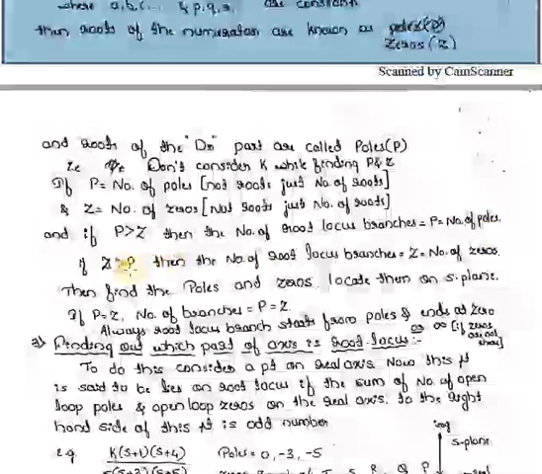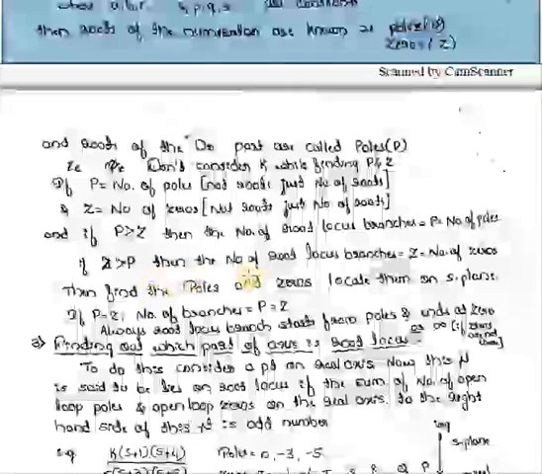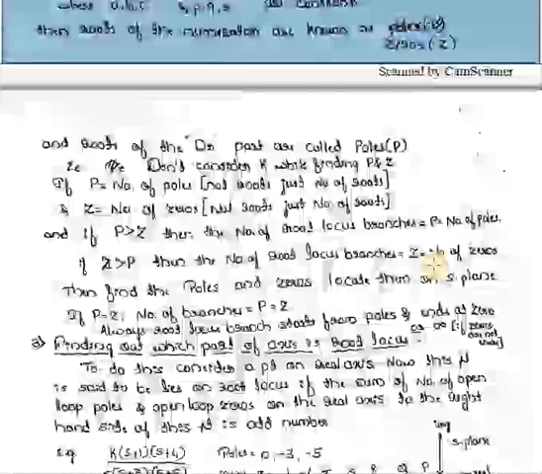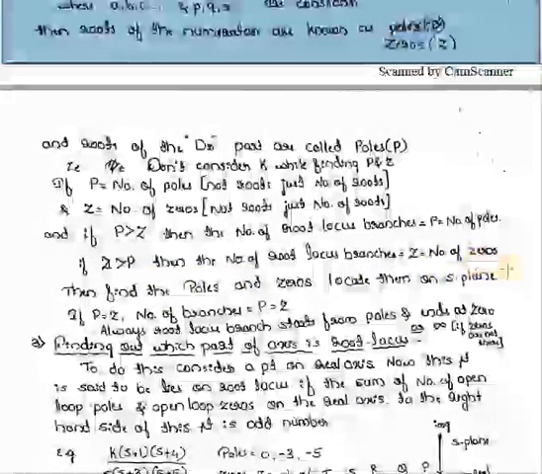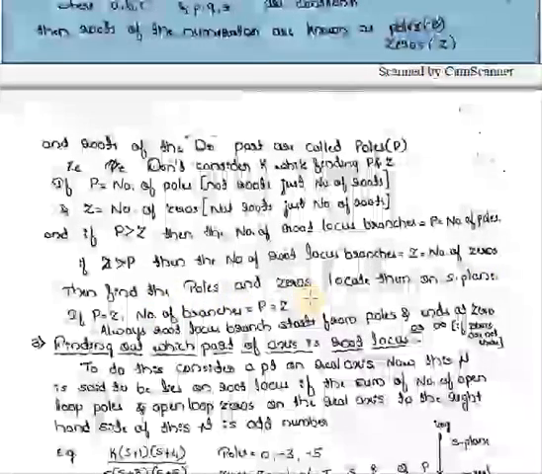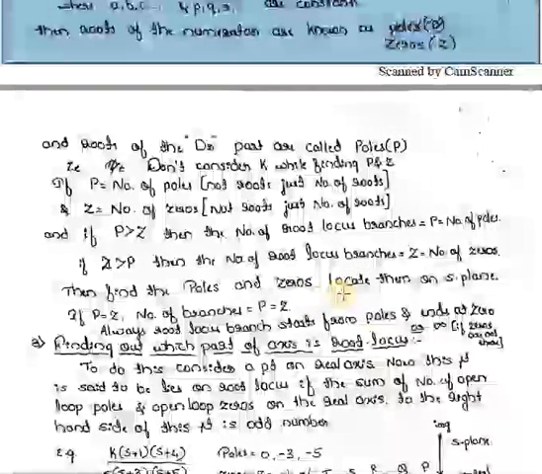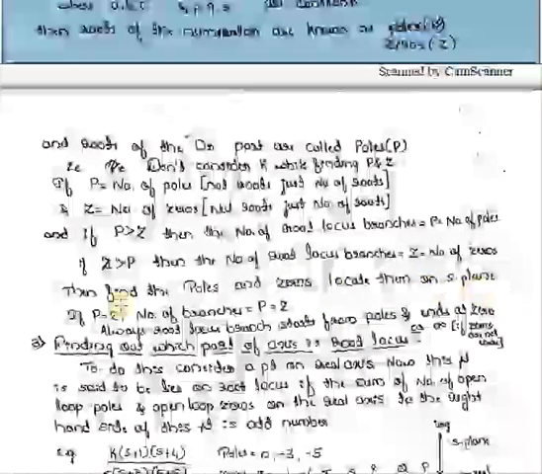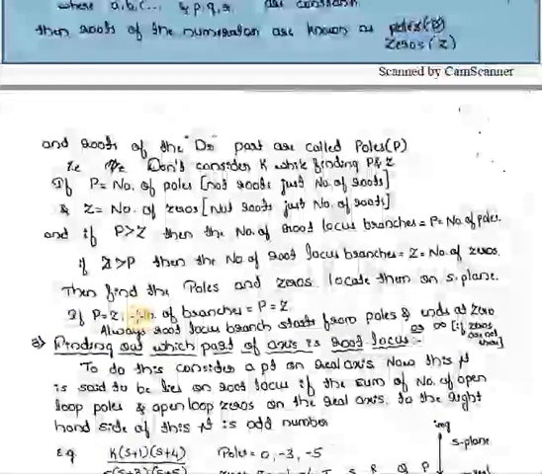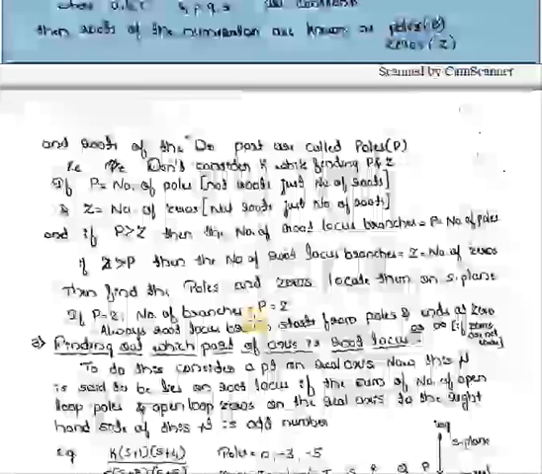If z is greater than p, that is, the number of zeros is greater than the number of poles, then the number of root locus branches is z, equal to the number of zeros. Then you need to find the poles and zeros, that is, the particular values of their roots in the numerator and the denominator. Then you need to locate them on the S plane. If p equals z, then the number of branches is equal to p, which equals z.